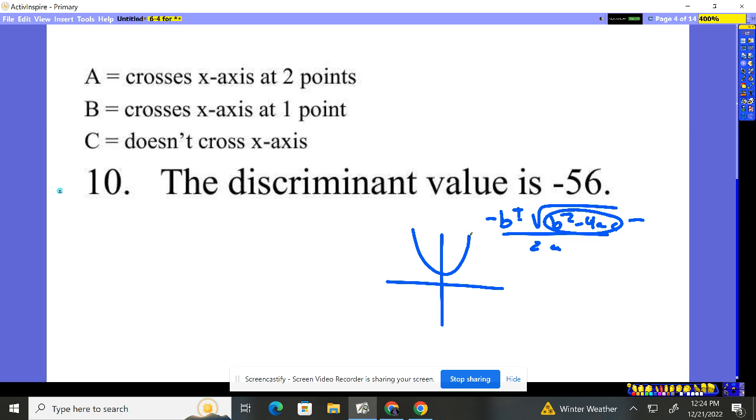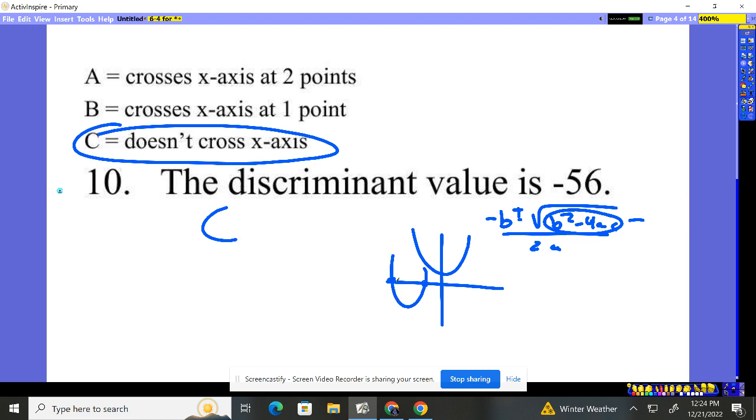There's only three things that can happen. It can never cross, which is this case, which we would choose then C, doesn't cross the x-axis. So that's the answer for number 10. It could cross in two spots, right? That would be if you end up with a positive in the square root in that discriminant piece. And the other option is maybe it comes and just touches in one spot and goes away. That would be as if the discriminant value was a 0.